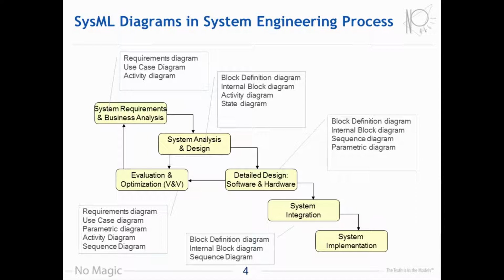Later on, if you move to detailed design, you typically start adding things like you're still refining block definitions and adding more internal block diagrams, but you are also starting to use sequence diagrams and parametric diagrams to explore in more detail the interfaces and the responsibilities of the participants, and maybe calculating some parameters based on the relationships of system parts.